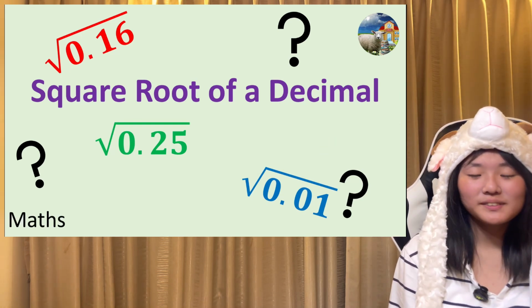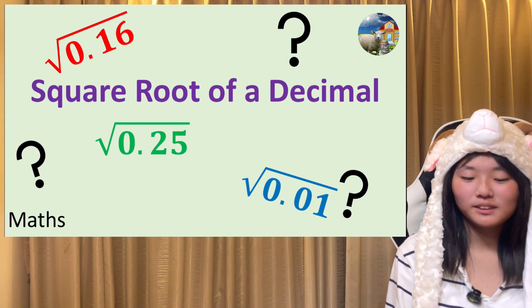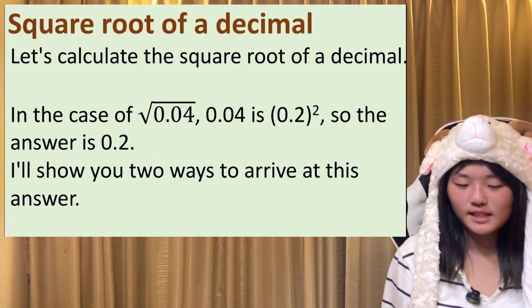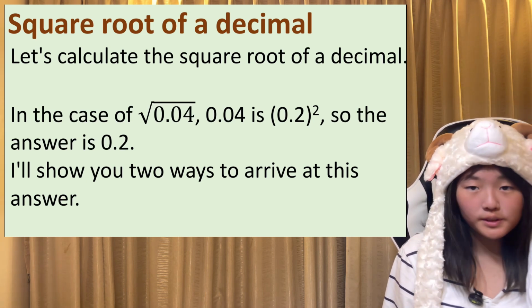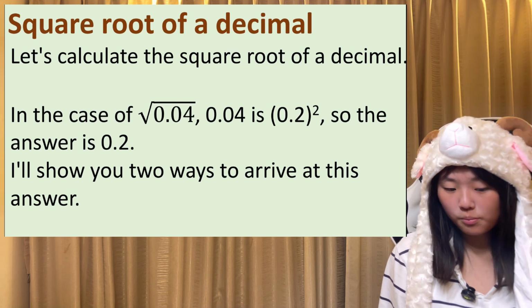Welcome back to our classroom. Today I'll be teaching you about how to figure out the square root of a decimal. First, let's try to calculate the square root of a decimal. In the case of root 0.04, 0.04 is 0.2 squared. So the answer is 0.2.